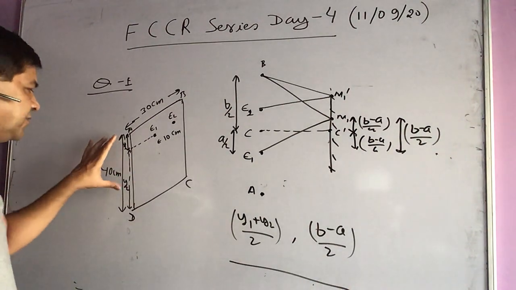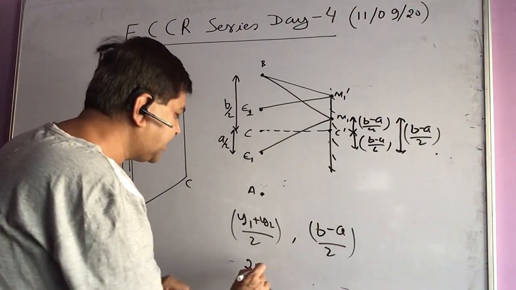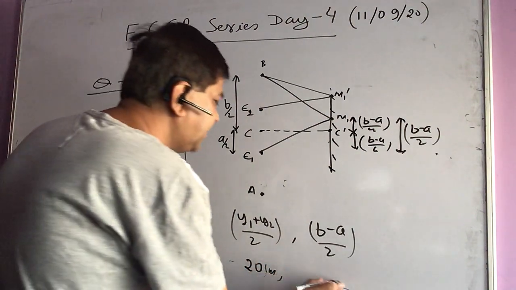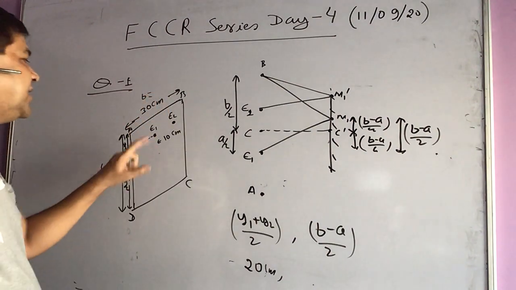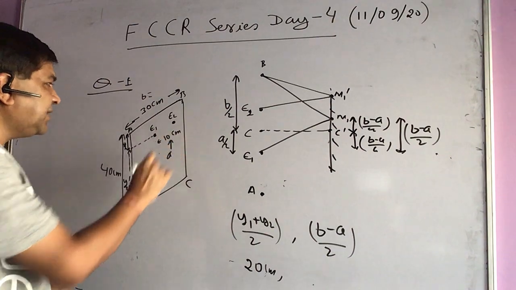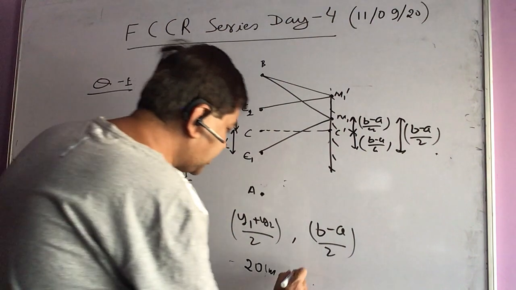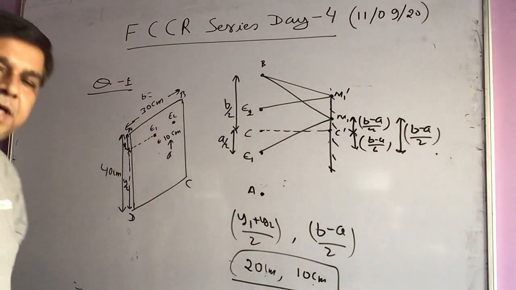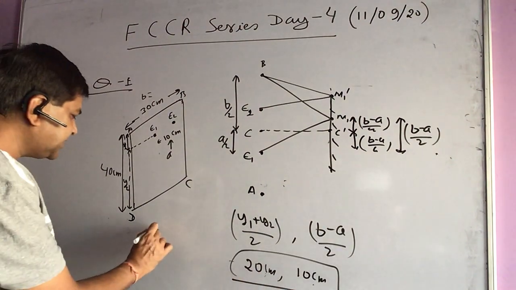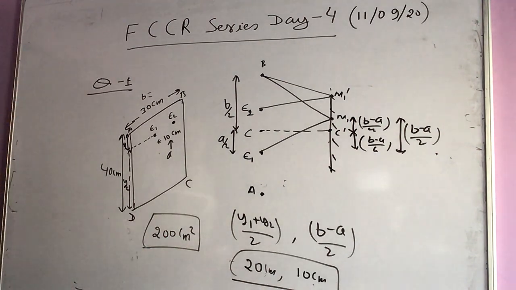Here we know y1 plus y2 is 40 centimeters, so its half is going to be 20. So the height of the mirror required is 20 centimeters, and the width of the mirror required is B minus A by 2. Here I am given B is equal to 30 and A is 10 centimeters, the distance between the eyes. So 30 minus 10 by 2 comes out to be 10 centimeters. So this is the required dimension, and if I am asking you the area, it is the product of this. So the answer is 200 centimeter square, the dimension of the mirror required.